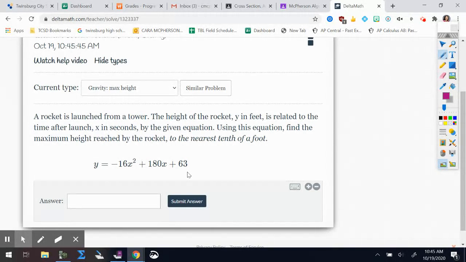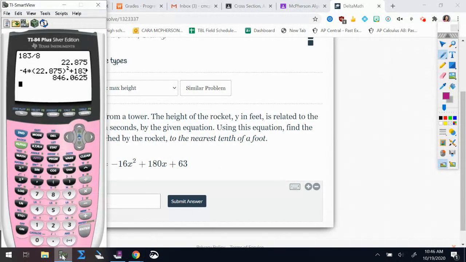Now, x is going to be time. So that's going to be the time that you get the parabola to be at the vertex, and then y is going to be the height. So I'm going to use the same formula, the opposite of b over 2a. So I'm going to grab my calculator again. The opposite of b is negative 180. I know the negatives are going to cancel, so I'm just going to type in 180 divided by 2 times 16. Again, I realized that both would be negative, but the negatives would cancel. So we get 5.625.